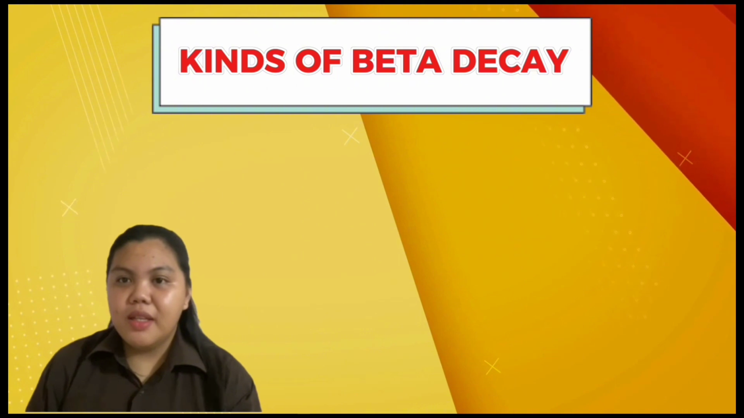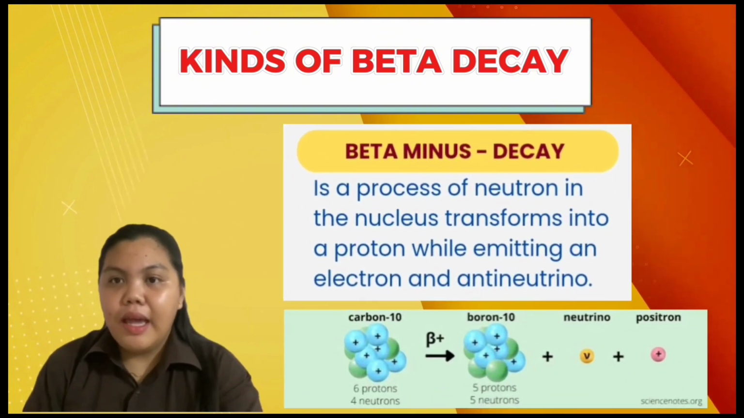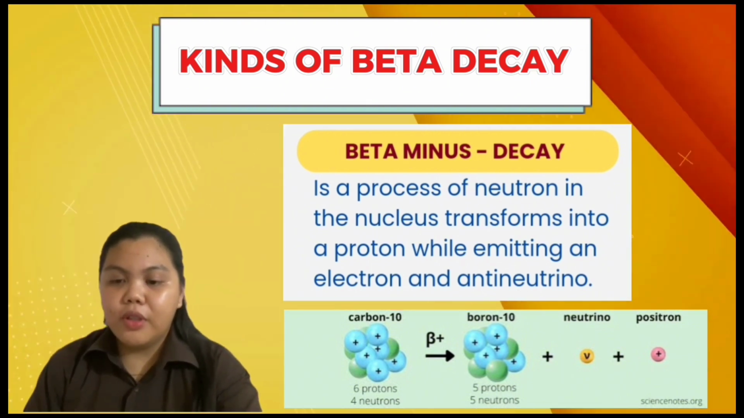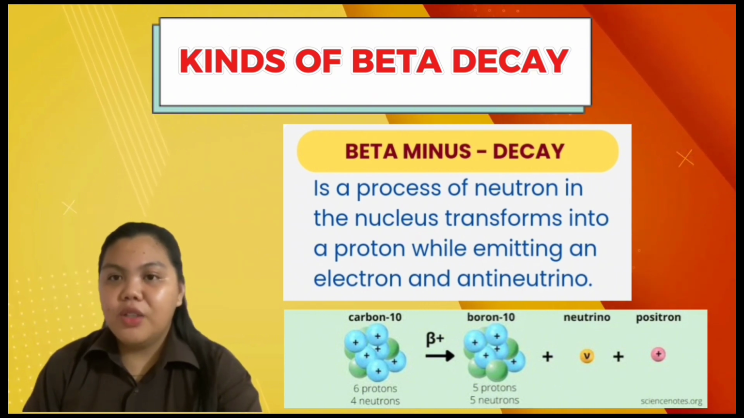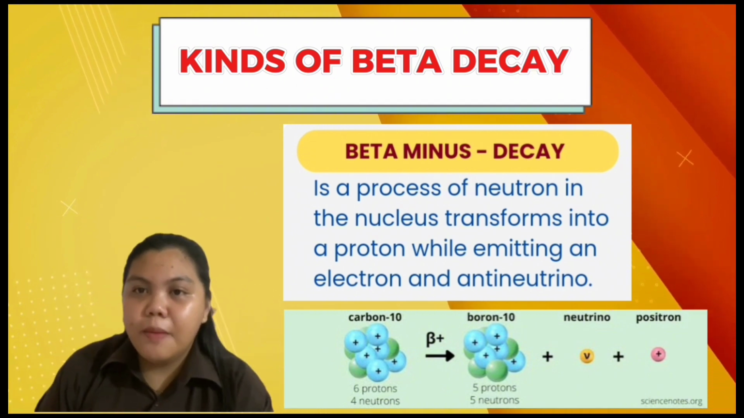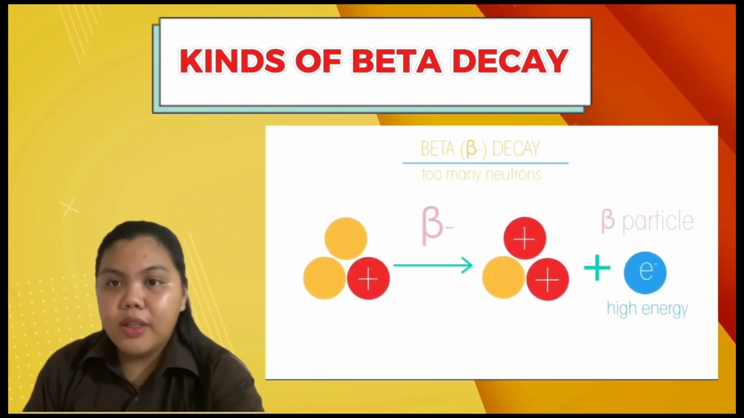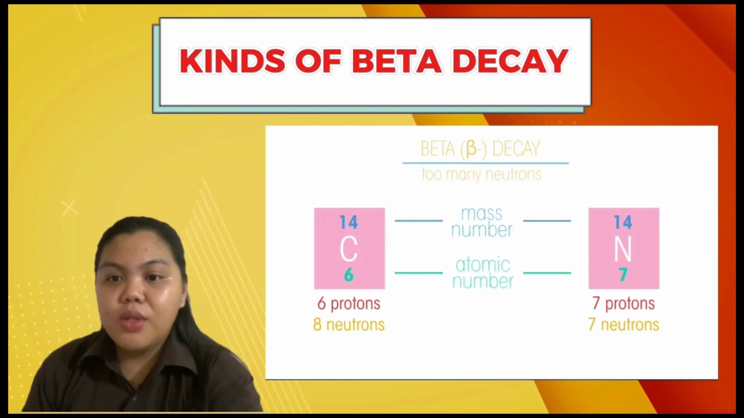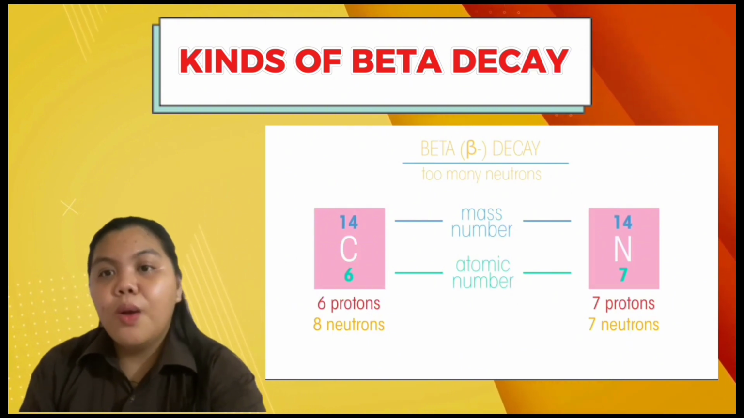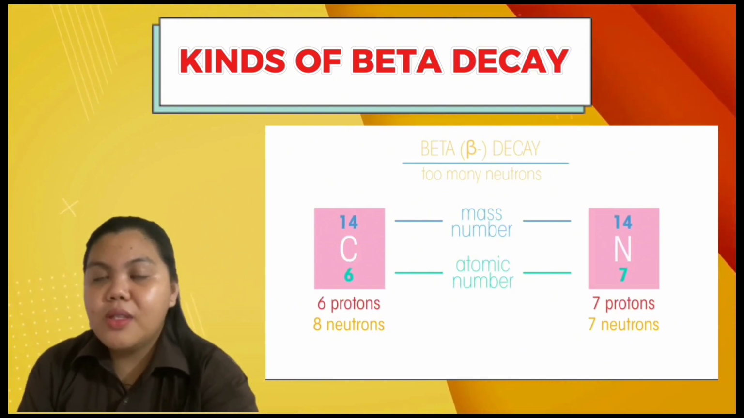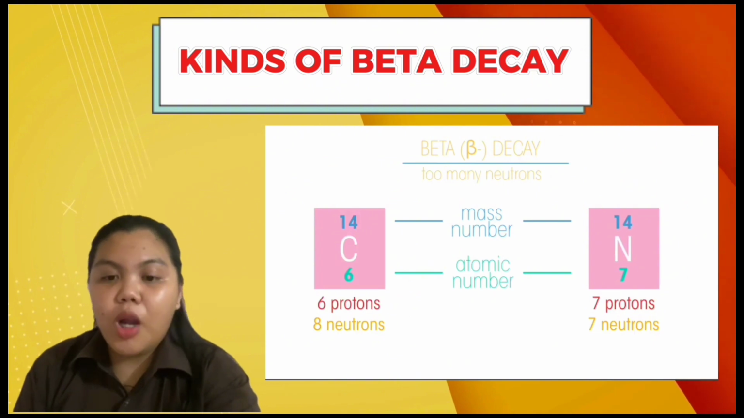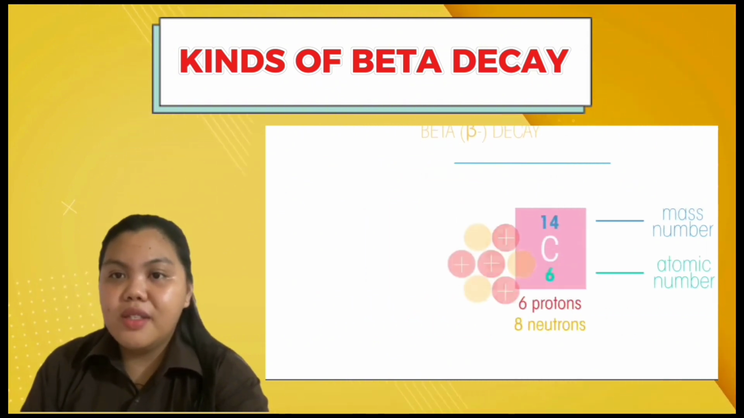Next is the beta minus decay. What is beta minus decay? A beta minus decay is a process in which a neutron in the nucleus transforms into a proton while emitting an electron and an anti-neutrino. The example provided in the beta minus decay explains that both carbon-14 and nitrogen-14 have 14 nucleons, protons and neutrons. Carbon-14 has 6 protons and 8 neutrons, while nitrogen-14 has 7 protons and 7 neutrons. One of the neutrons decayed into a proton. This means that carbon-14 underwent beta minus decay.